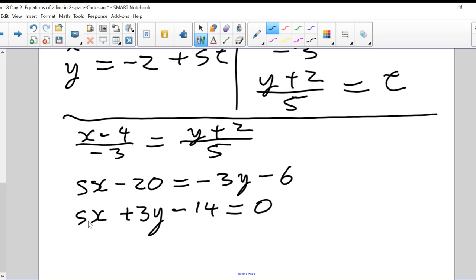What would the vector be that would be a normal to this line that I just wrote here? It'll be (5, 3), right? The (5, 3) vector is a normal to the 5x + 3y - 14 = 0 Cartesian equation. All right? I just want to make sure that everybody is fine with that.